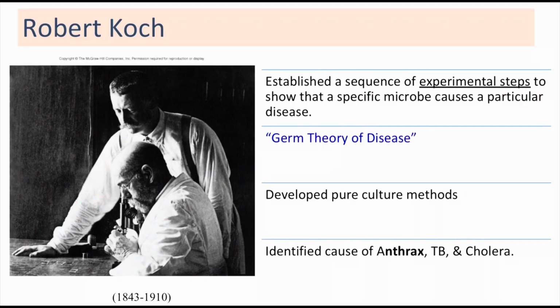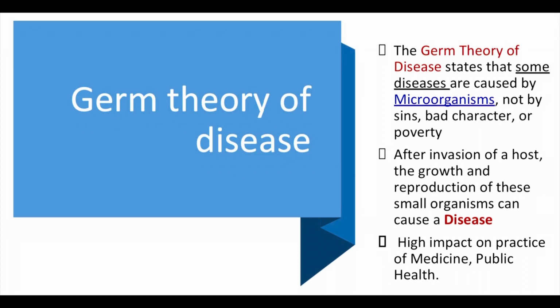Robert Koch, very important scientist of the time, was instrumental, along with his colleagues, in developing the germ theory of disease. Really important, and if we think about it, it's so important when a new pathogen comes on the scene, and we really need to show and prove that that pathogen is causing the disease. So this theory of disease basically states that germs or microorganisms cause disease, and it's not by sin or bad character or some omen or poverty.